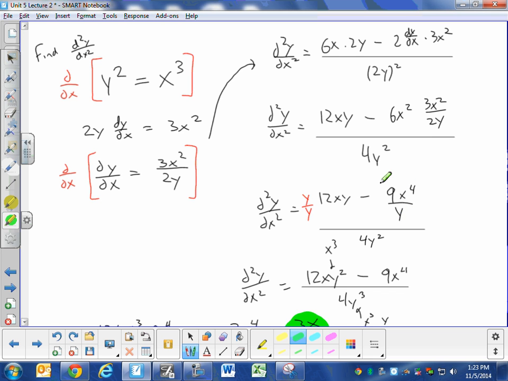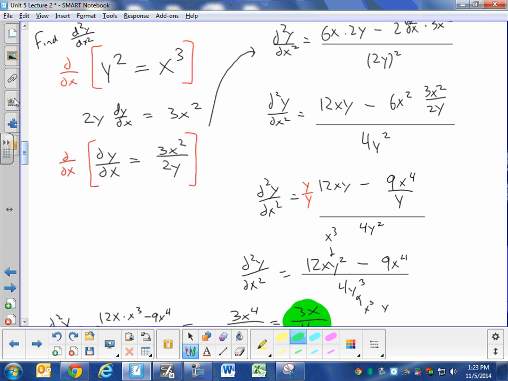Now, I got a fraction, try to subtract from this, give it a common denominator, make it one fraction. Giving me 12xy squared minus 9x to the 4th over y, but then I multiplied by this 4y squared in the denominator to make it 4y cubed. Okay.